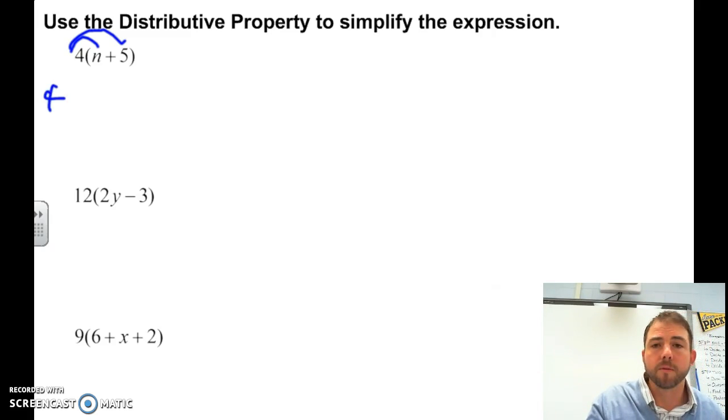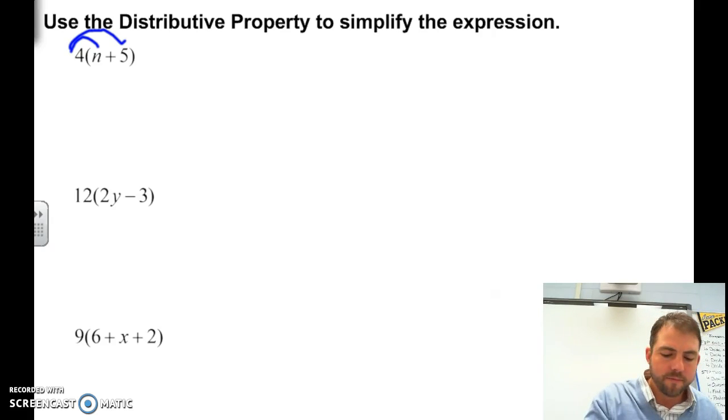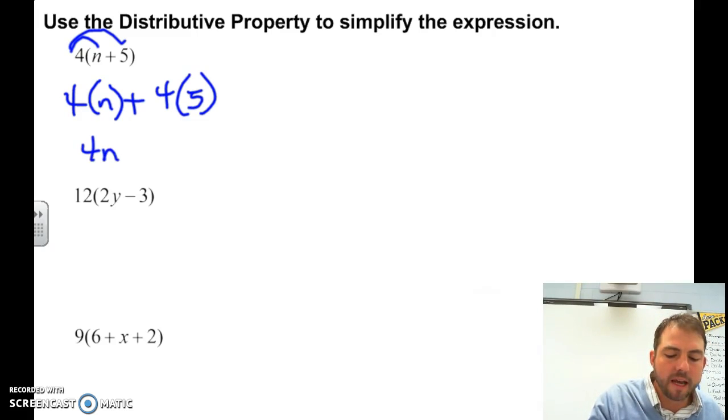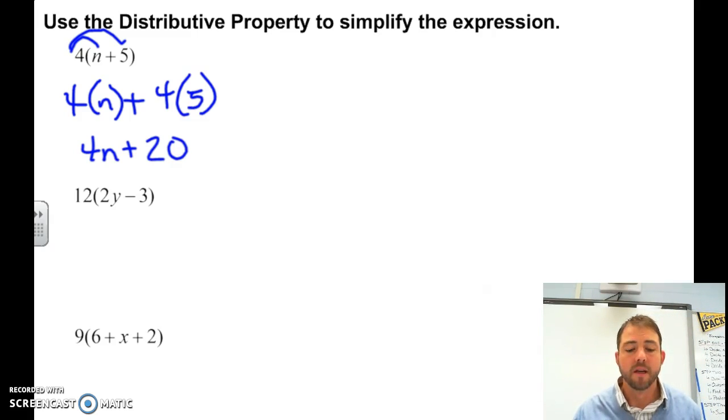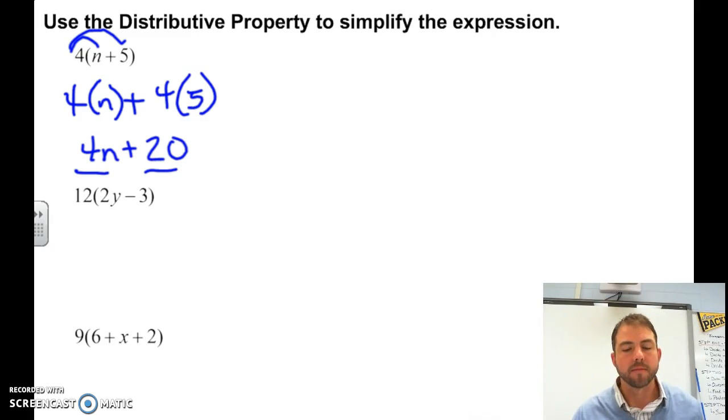Same concept as before when we were doing our mental math. 4 times n plus, let's start over here so it looks like an n. 4 times n plus 4 times 5. Now 4n, since we don't know what n is, it just simply remains 4n. And then 4 times 5 is 20. All right, and that is how we simplified the expression. We cannot simplify anymore because these terms, 4n and 20, are not like terms.